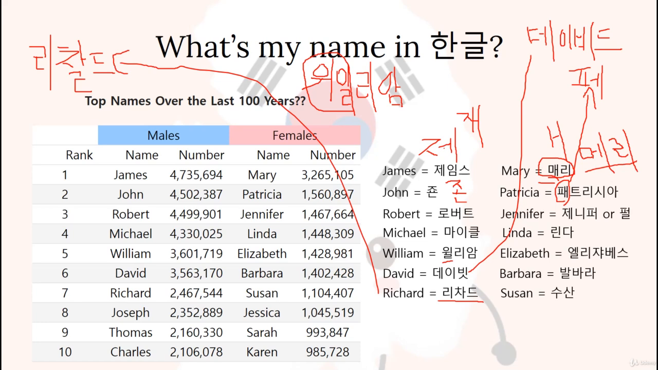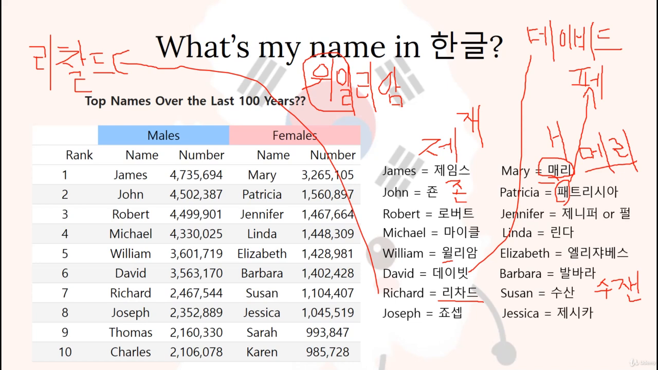Okay, next one. Susan. That's a very popular name. Susan. Also Sue, maybe. Susan, like Sujen. Maybe Sujen would work also. Well, as long as you show it to any Korean, they'll be like, oh, Susan.